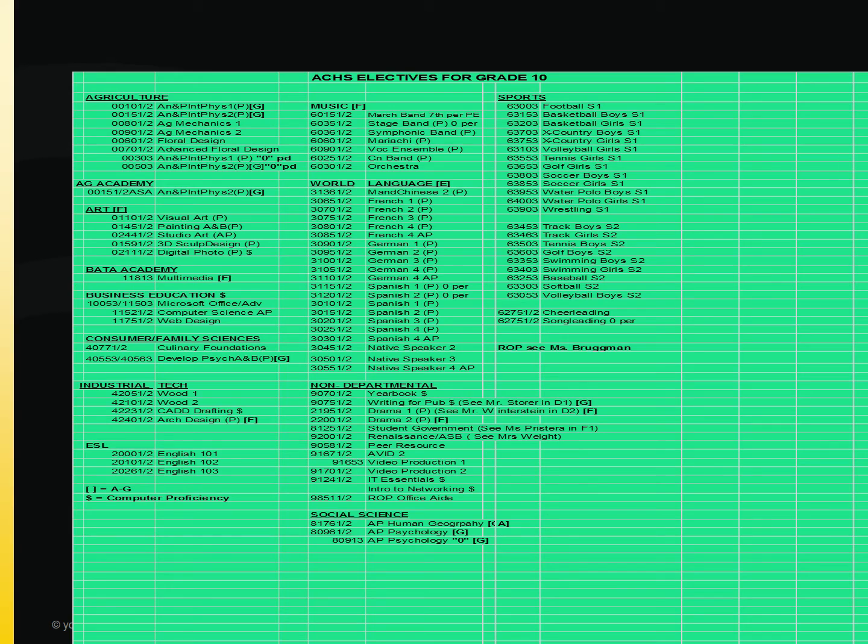If you are in BADA, you'll be choosing multimedia as your elective. After this, we have the business department, where we have Microsoft Office, first semester, and Microsoft Advanced. We also have an AP Computer Science class that runs for the whole year, and a web design class. Moving on to Consumer and Family Sciences, we have Culinary Foundations, which is a beginning cooking class, and Developmental Psychology, which studies the development of humans from birth all the way through death.